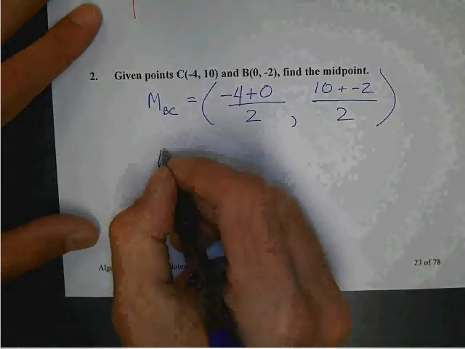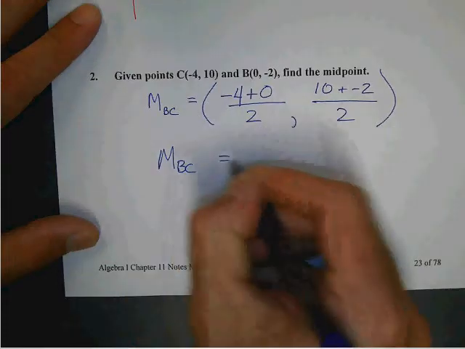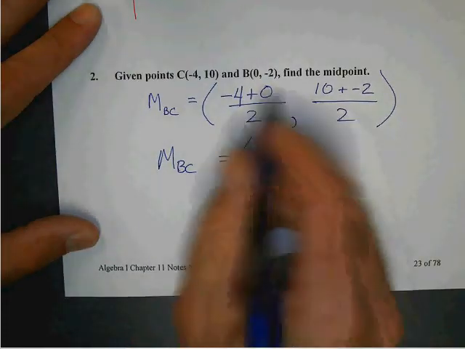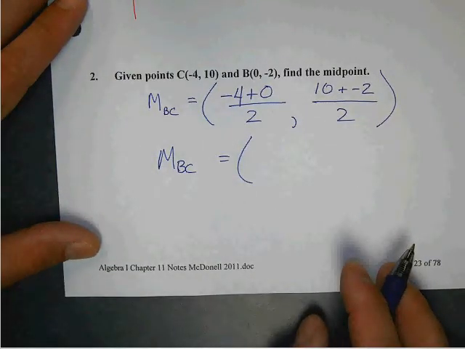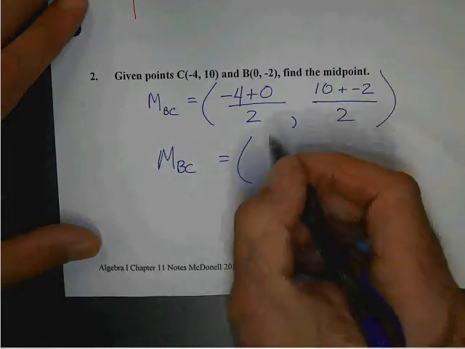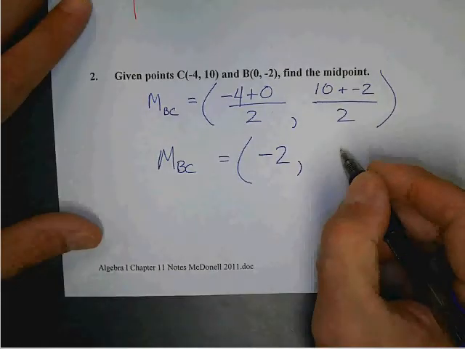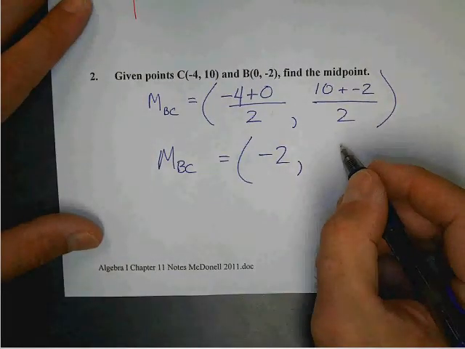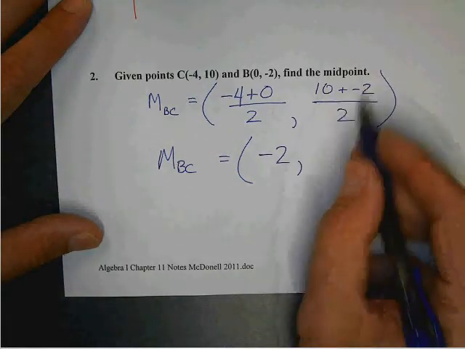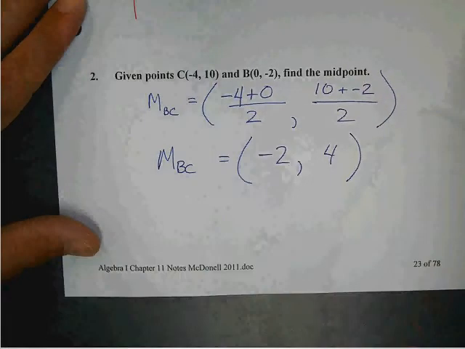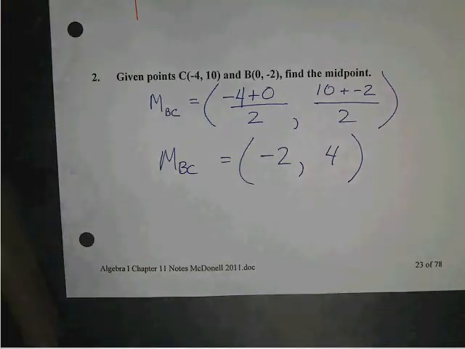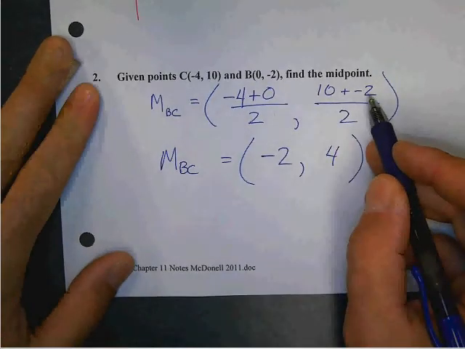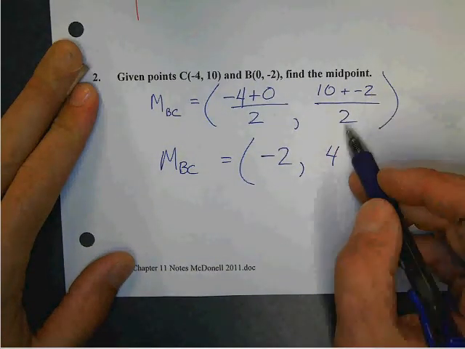So the midpoint of BC, help me here. Luke did the last one. Someone else do this one. Negative 2, comma, 8. No, 4. You had 8 was right because you were going to divide by 2. So negative 2, comma 4. Is that right? No, it's 9. 10 plus negative 2 is 8. 8 over 2 is 4.